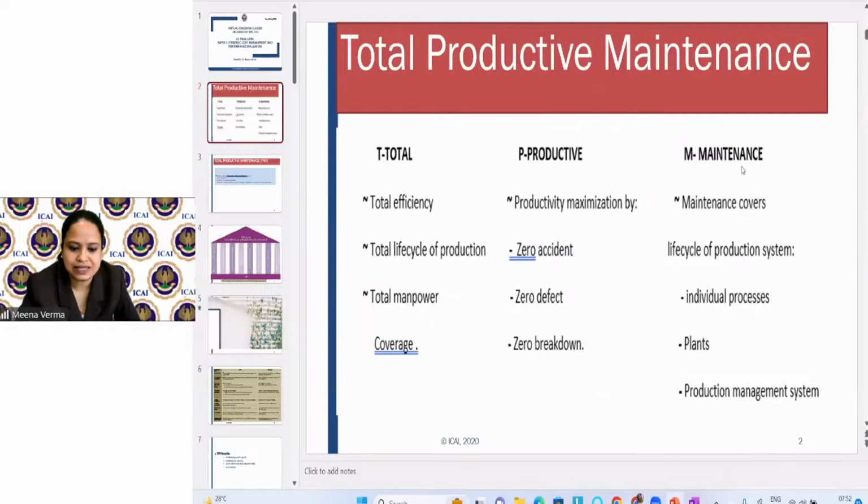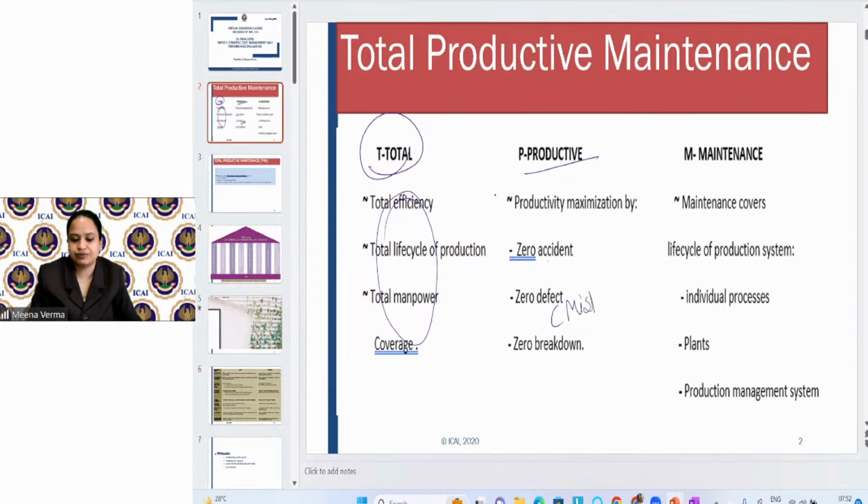So if you see here, what do we have? Total productive maintenance, right? Now, total means everyone in the organization is responsible for this. Productive means we do not expect any defect, no mistake. We do not expect any defect or mistake.